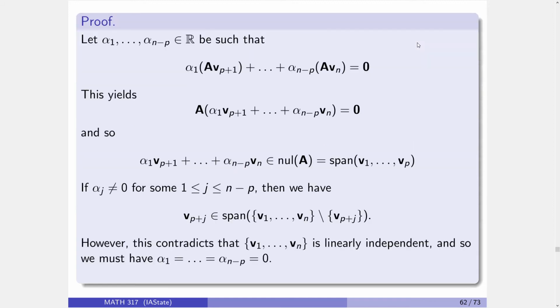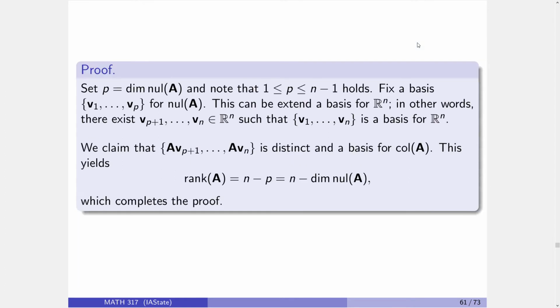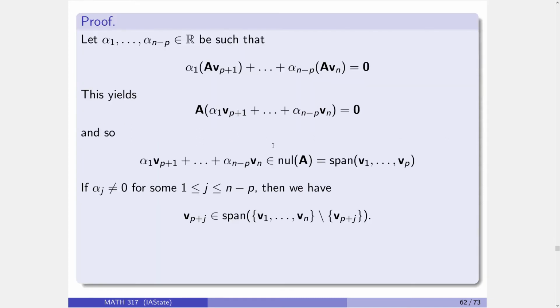I think the wiki page talks about it, but this is the pretty standard proof of the rank nullity theorem, where you set up the basis for the null space, extend it to a basis of R^n, and then the things you added to extend it give you the basis for the column space. So that's pretty good. Okay, cool.